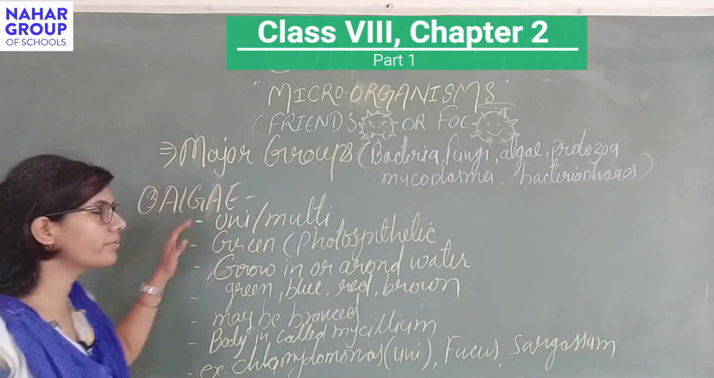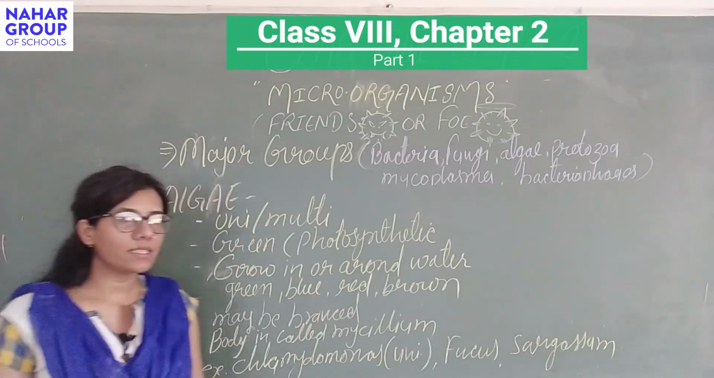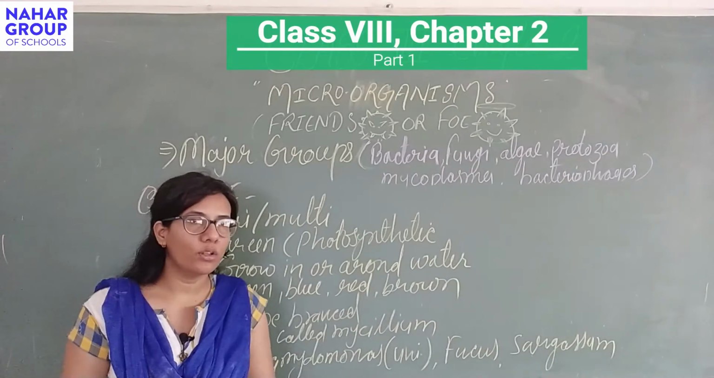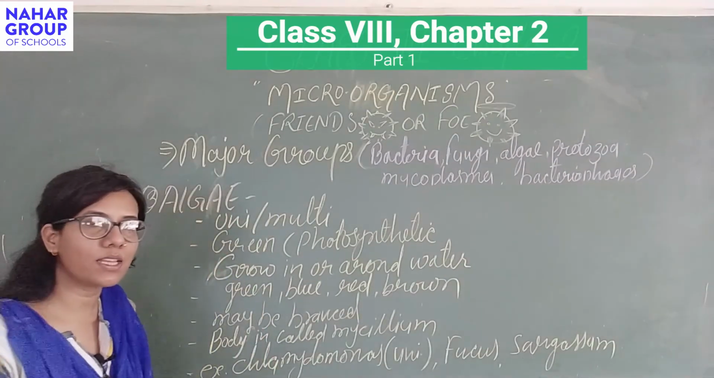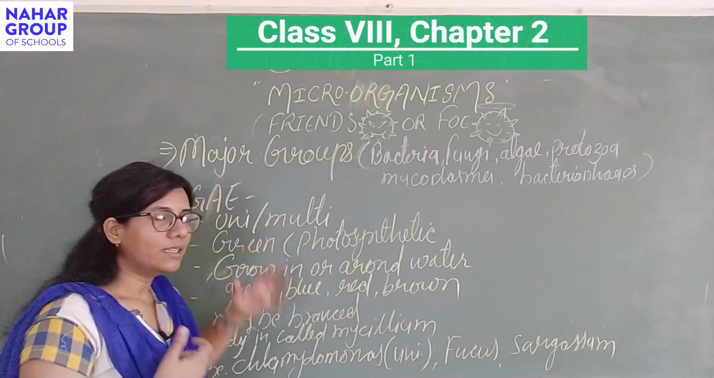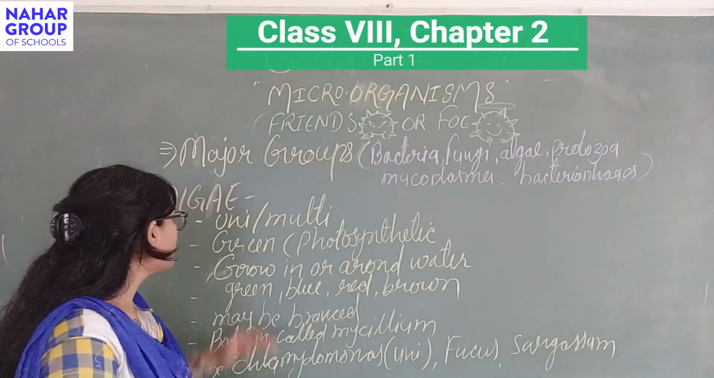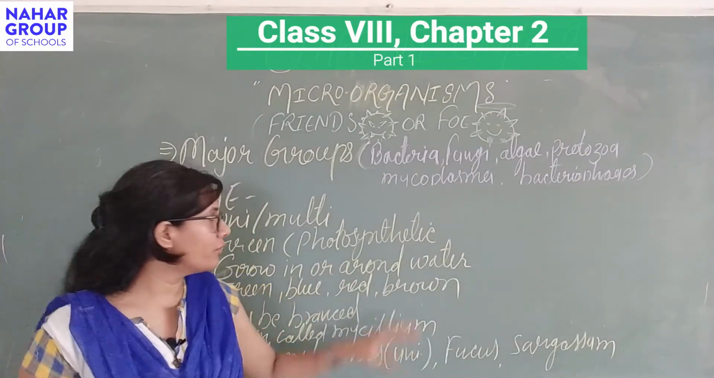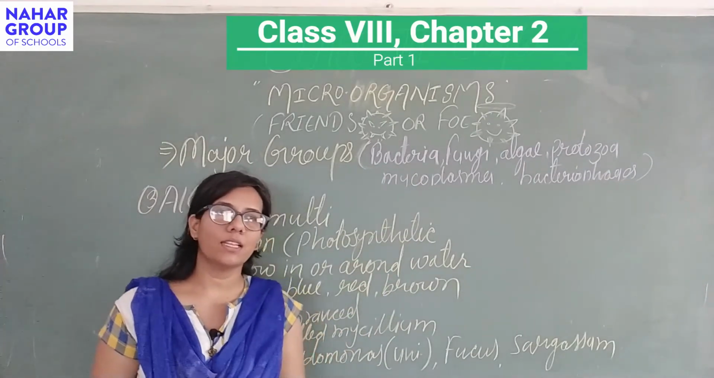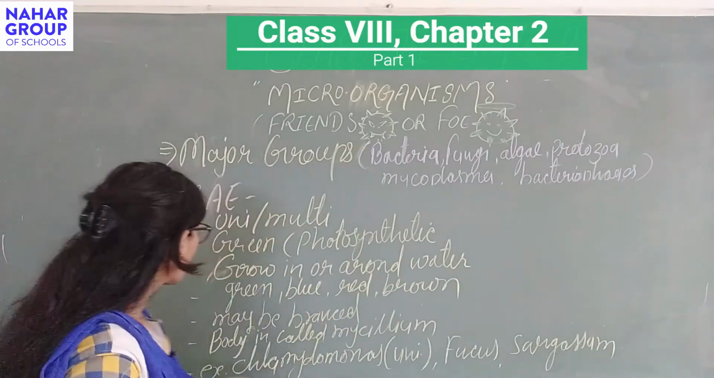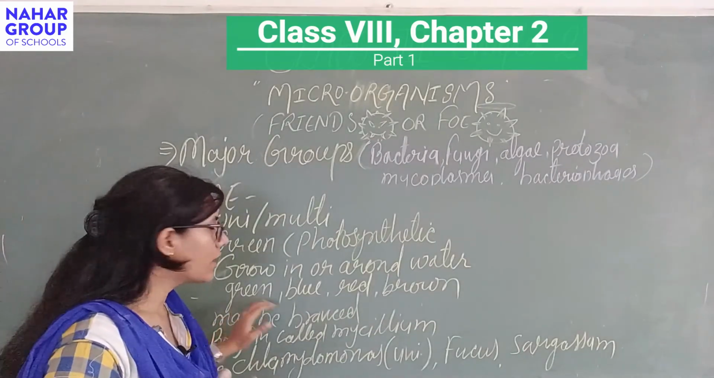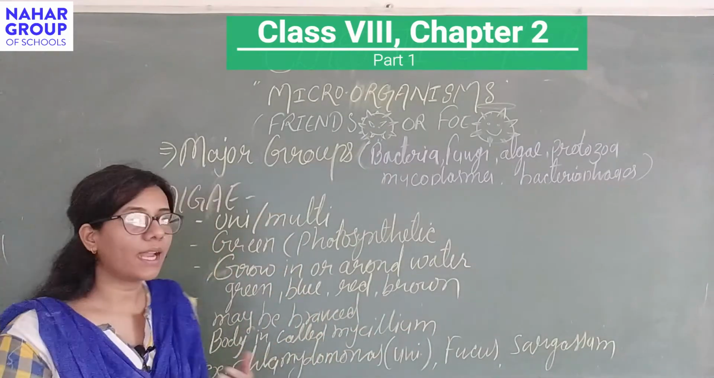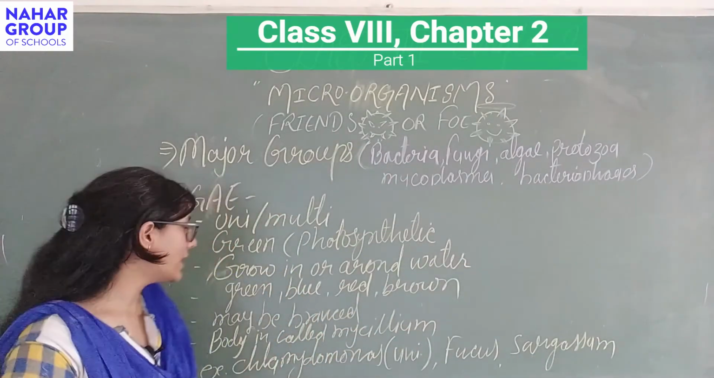The next category of microorganisms is algae. Algae are kept under the class of microorganisms because unicellular types of algae are also seen. For example, Chlamydomonas is a unicellular algae. So these can be unicellular as well as multicellular. They are specifically green, that means they contain chlorophyll pigment and perform photosynthesis. So we can say that they are also autotrophic organisms. Along with green, they also contain different pigments like blue, red, brown. These algae are categorized on the basis of the pigments they contain.